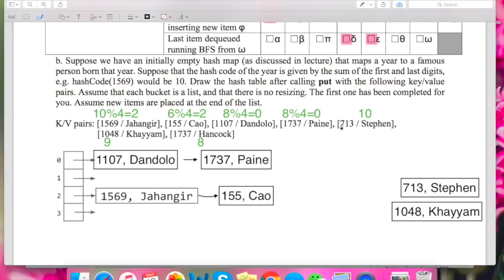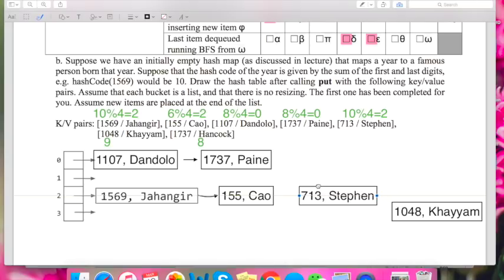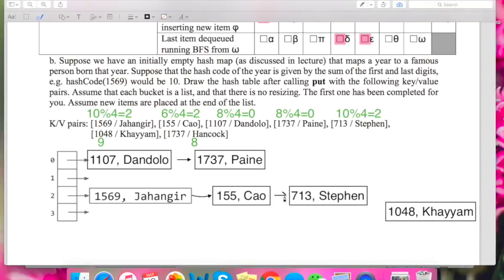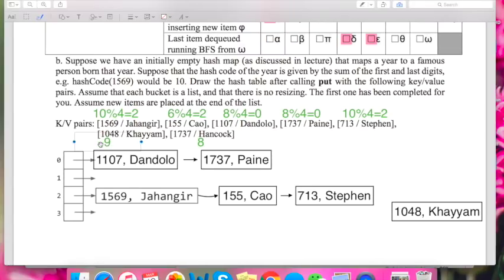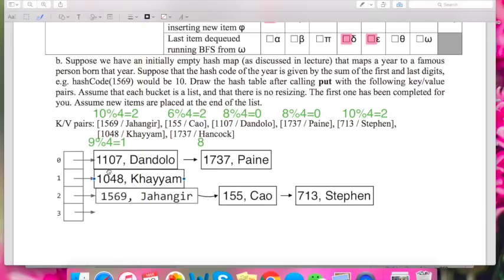So now, let's move on to this one. We have 713, so 7 plus 3 is 10, so that's its hash code. We want to find out where it indexes into the array, so we mod by 4, which is equal to 2. So now we know that this 713 goes into index 2. Again, we can just draw this arrow here. Great. So now we have 1048, so its hash code is 1 plus 8 is 9. We mod it by 4, so that is equal to 1. So we can put this item at index 1.